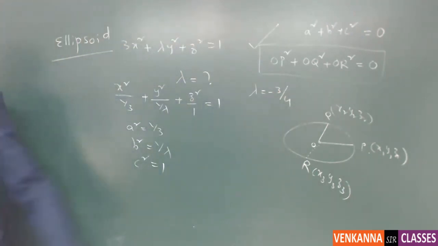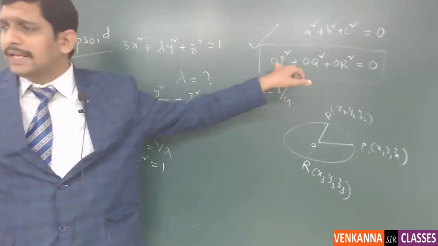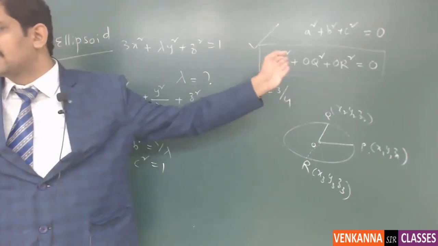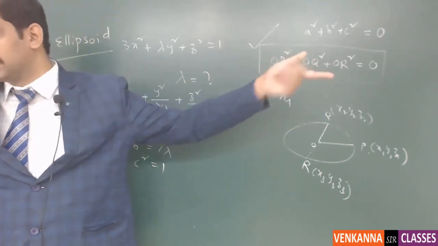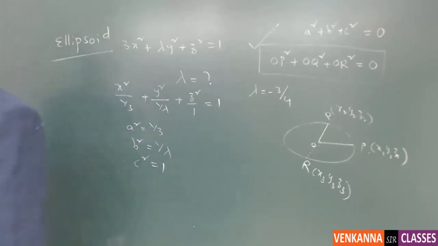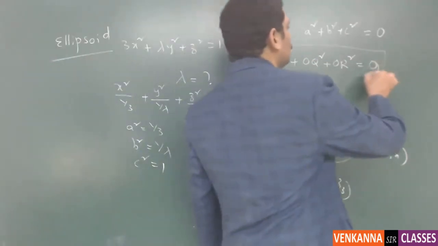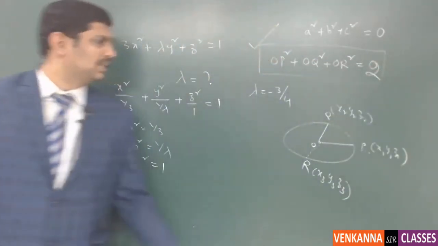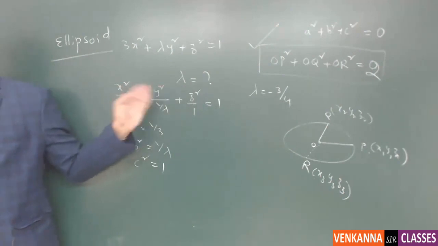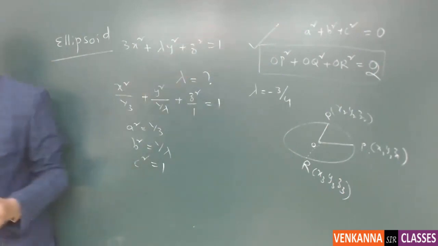Please understand that in this problem, it is mentioned that the sum of the squares of these values is equal to 0. You can take another value also. Suppose the value is equal to 2, then you will get another lambda value. It is based upon the question. Fine? Are you clear with this?